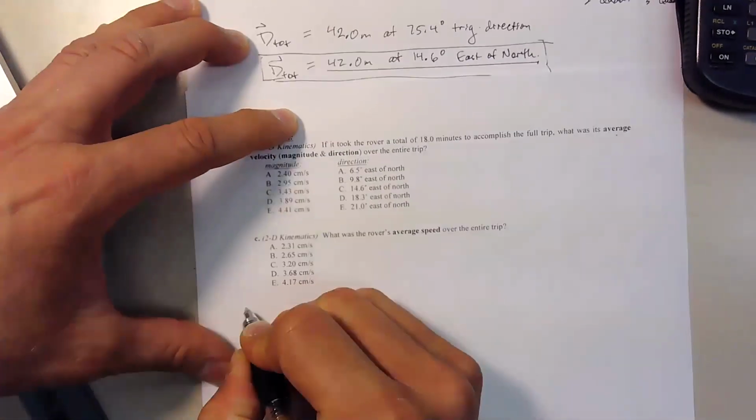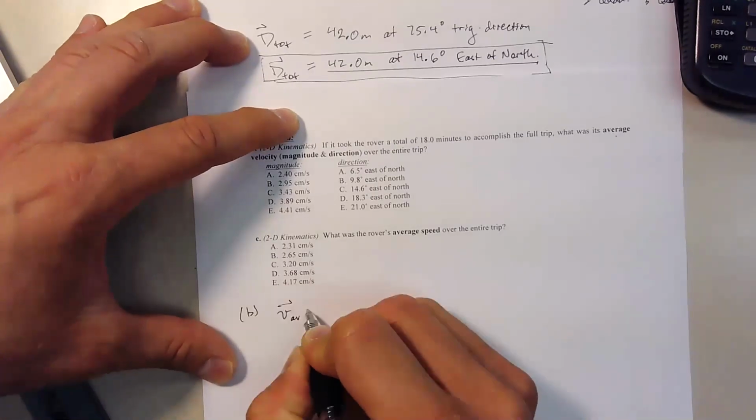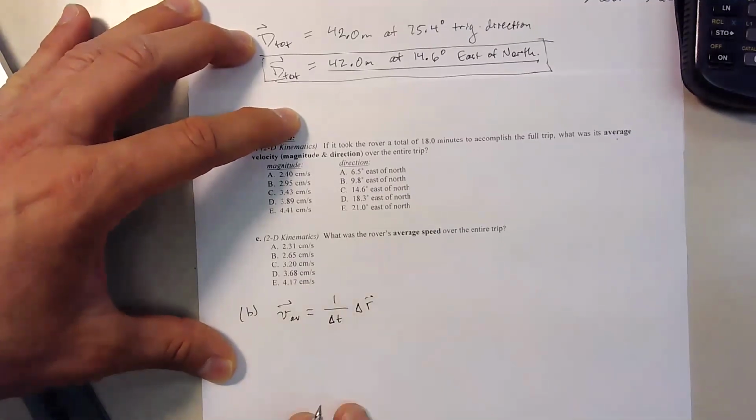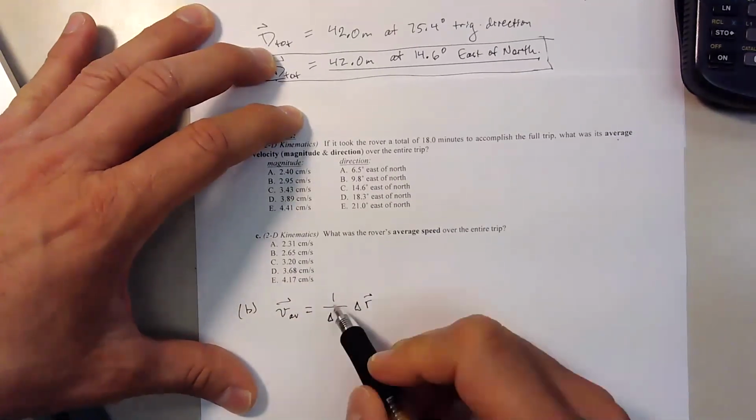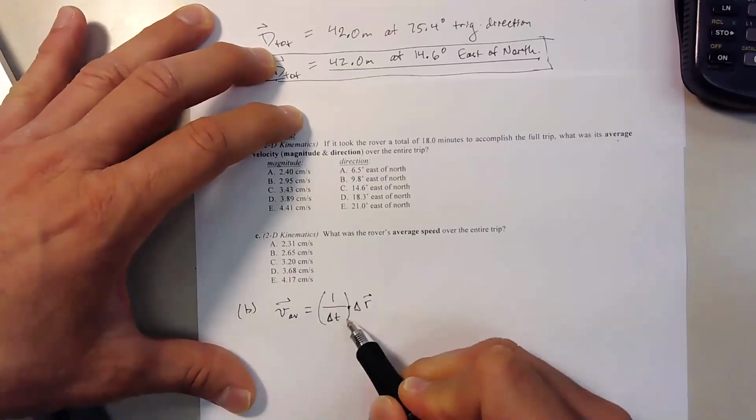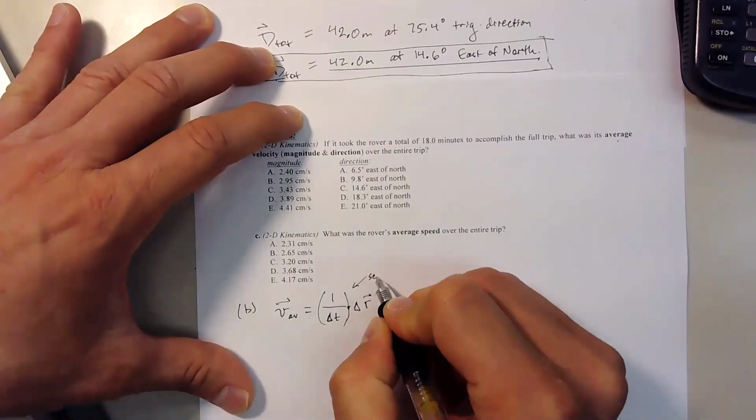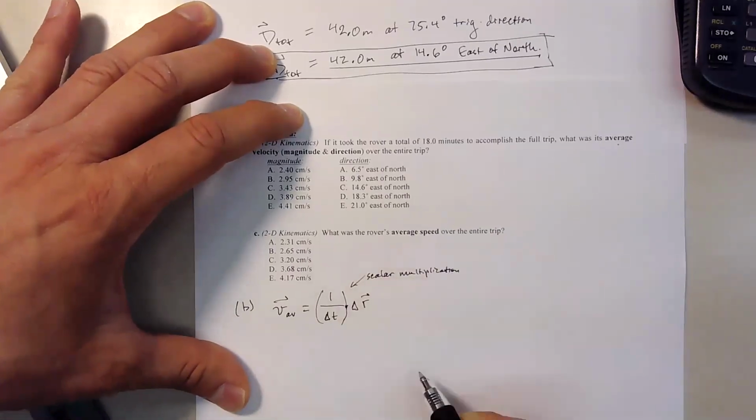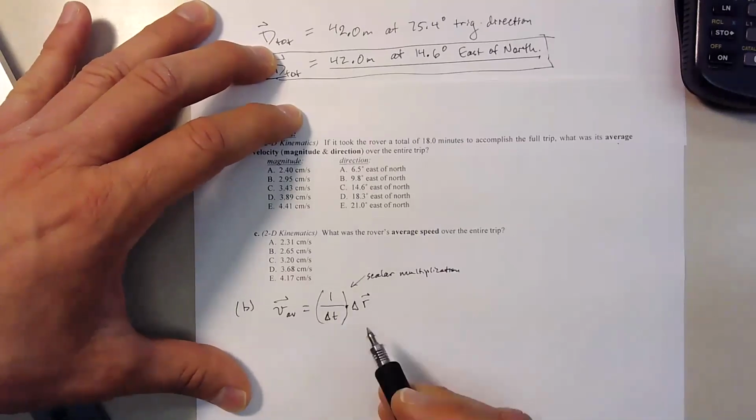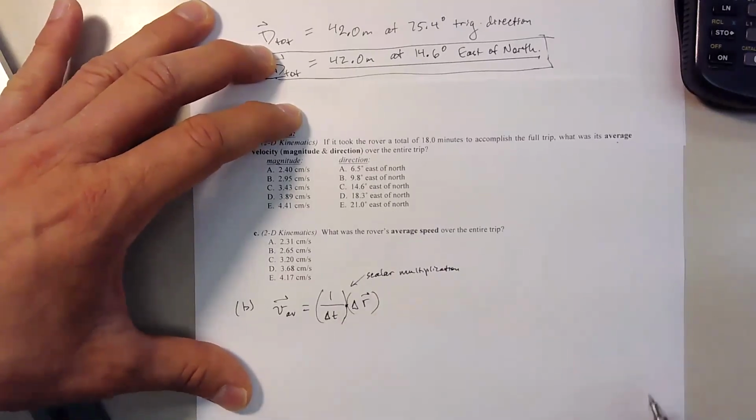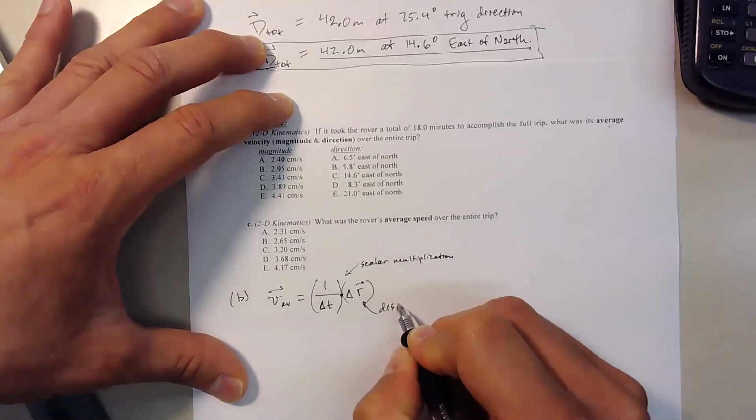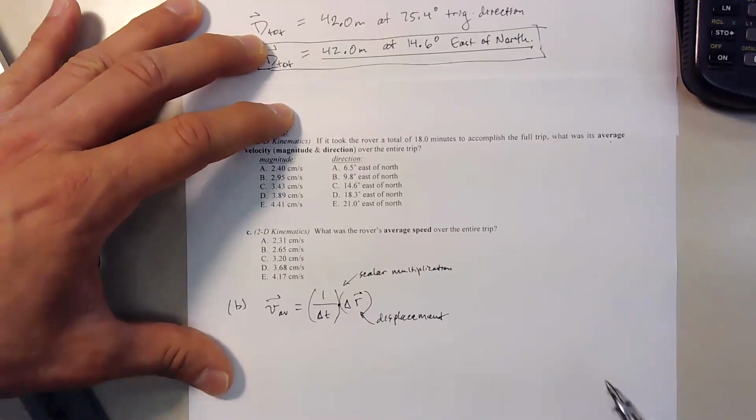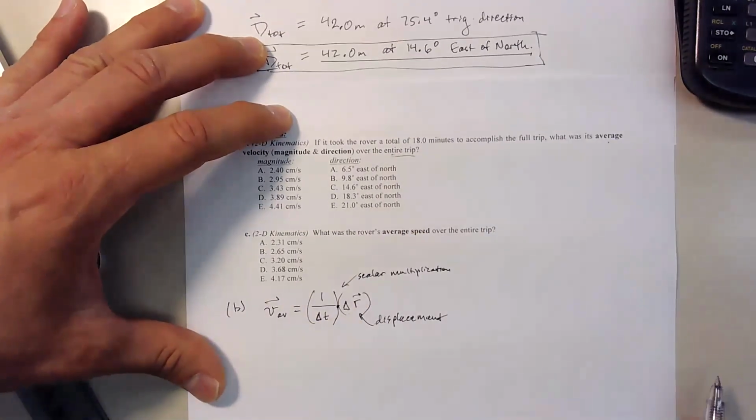So part B, average velocity is defined as displacement divided by time. But I want to write it this way because it reminds us that this is a scalar multiplication, right? So 1 over the total elapsed time is going to be the scalar that we're multiplying our displacement vector by, right? So this is the displacement vector. And this will be the net displacement over the entire trip, right? That's what this problem is asking about for the entire trip.